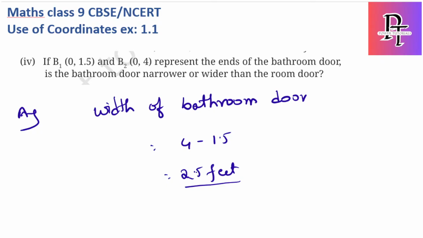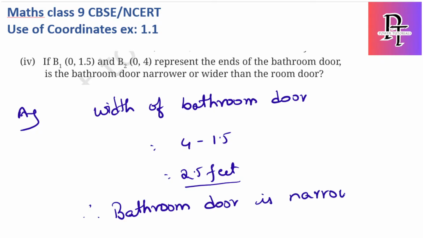I think 4 feet will be the general width of a hall door, whereas 3.5 will be general for a bedroom door, whereas the bathroom door will be a little smaller compared to the main doors. So is the bathroom door narrower or wider than the room door? The answer is, therefore, the bathroom door is narrower because it is smaller than the bedroom door, or the room door.